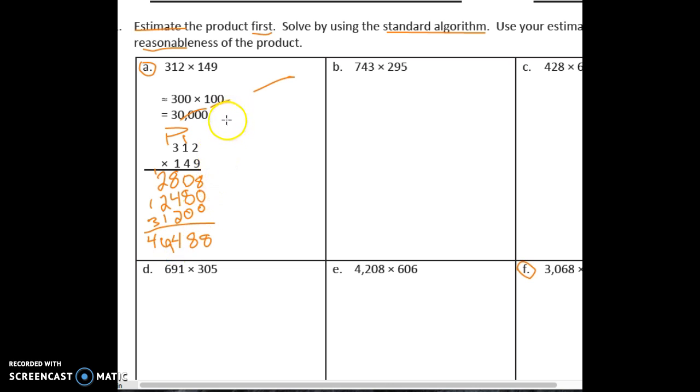Because one of them went up, one of them we can actually go the other way. We can say 300, and then if we say times 150.